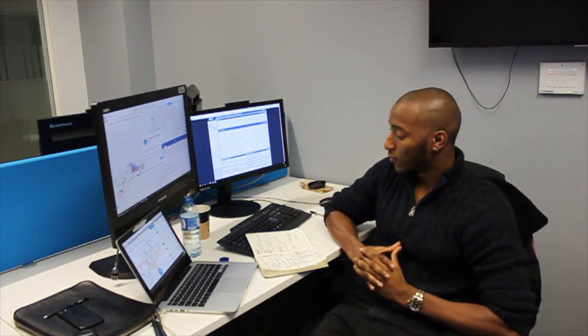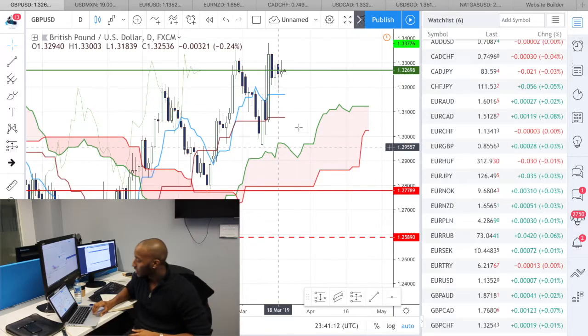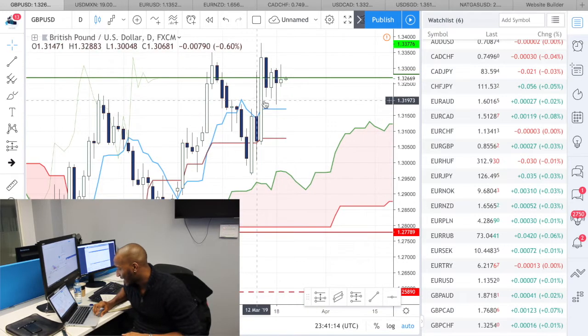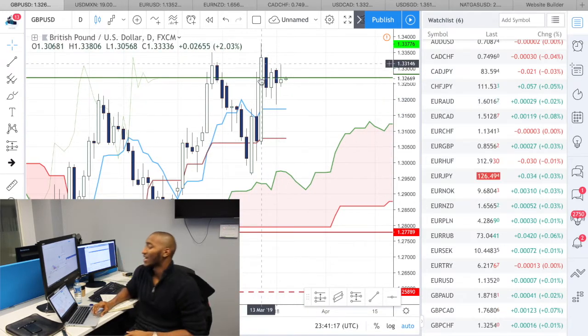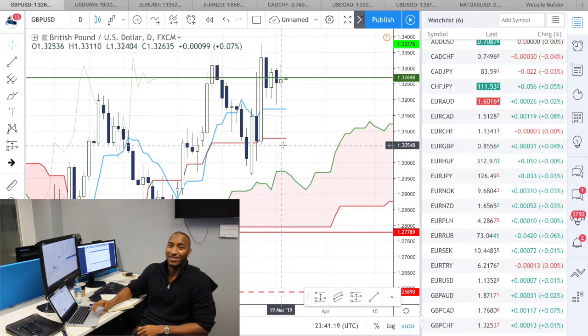On Monday, it was predicted that the figure would be 0.4%. However, it saw a total growth of 0.9%. Now, when we look at the charts, as we can see here on this candlestick, this represents the effect that this had in the markets.